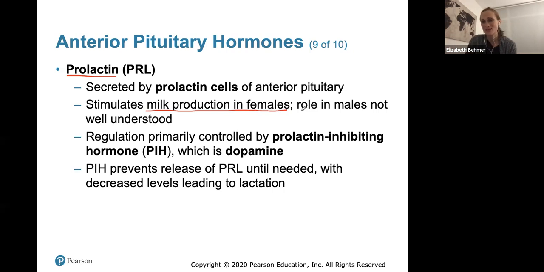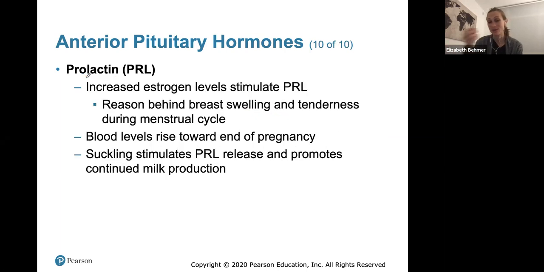The role of prolactin in males is not well understood yet, and it's regulated primarily by prolactin inhibiting hormone, which is also known as dopamine. This inhibiting hormone prevents the release of prolactin until needed, with decreased levels leading to lactation. So basically, if you're not breastfeeding or planning to, this hormone is probably being inhibited by dopamine the whole time. And that inhibiting hormone will decrease right before childbirth. Your body gets ready to produce milk, whether or not you want to breastfeed, which makes things interesting too.